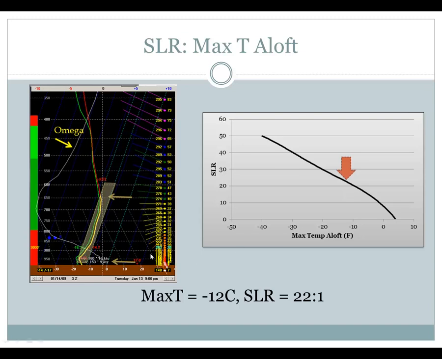In this case, I would actually expect something higher with such a deep and surface-based dendritic growth zone with such large vertical motion. This case could possibly give you in the area of 30 to 35-to-1 ratios. So it's definitely a target that the forecaster can improve on if you see these types of environments present themselves.